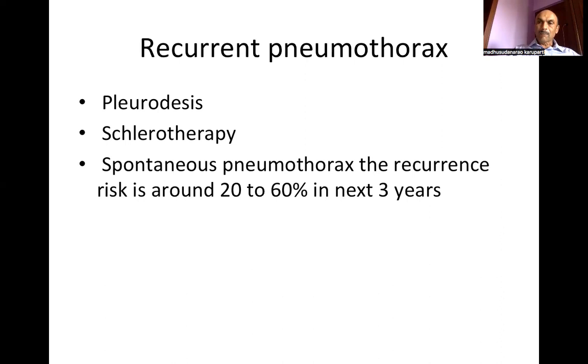So he requires scheduled follow-ups in order to avoid complicated pneumothorax, which, when unattended, may lead to morbidity and mortality. So this is how we manage a patient with recurrent pneumothorax.